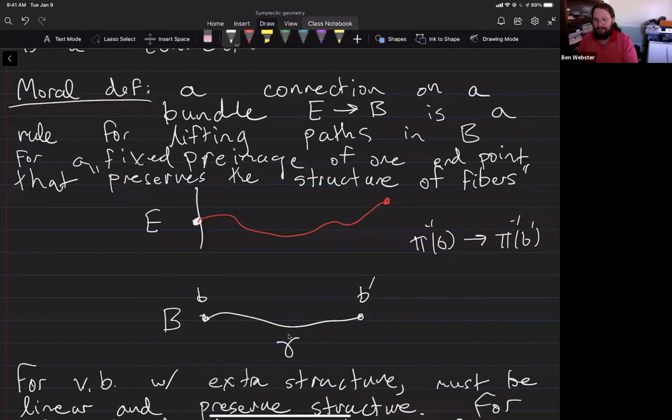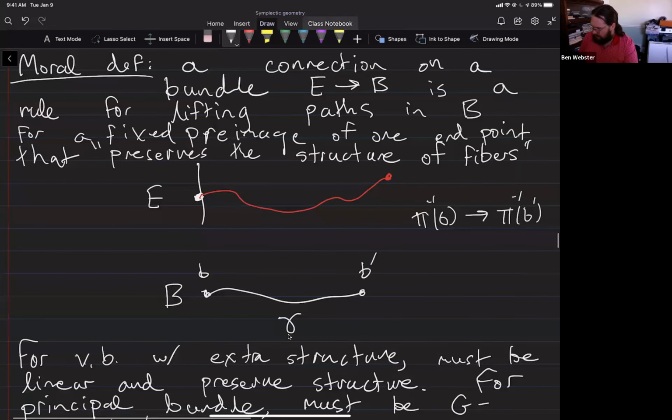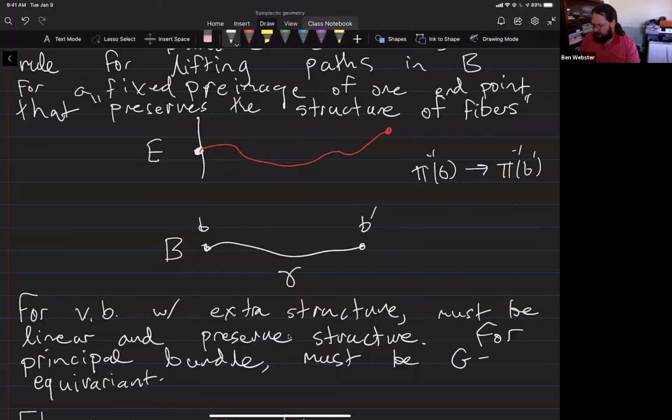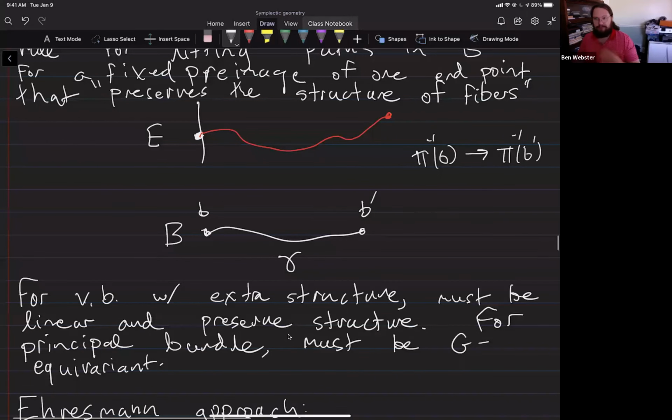So you might hear this called parallel transport, this idea of I have some extra structure sitting on my manifold and I want to move that around. So for vector bundles, say with some extra structure, this map should be linear and it should preserve that structure. For a principal bundle, the right notion of preserving structure is that it needs to be G-equivariant. So again, what kind of structure do you want to preserve on the fiber, it all just gets wrapped up in the group action. So that's the moral definition, but that's not usually how you'll see them actually defined.